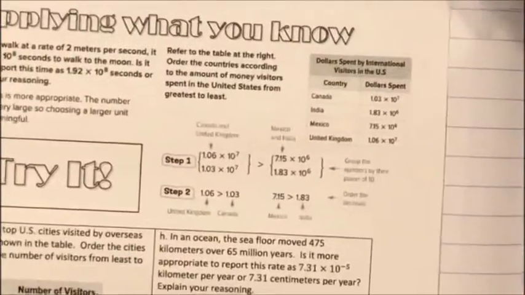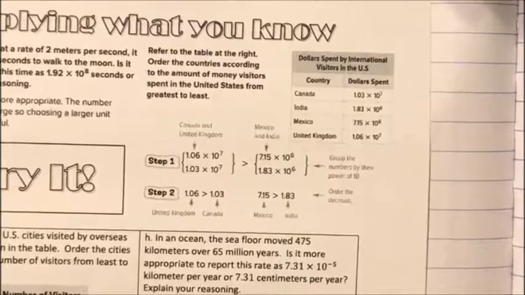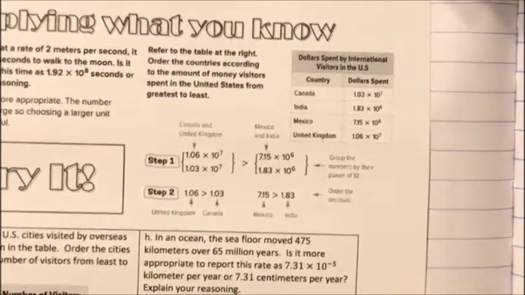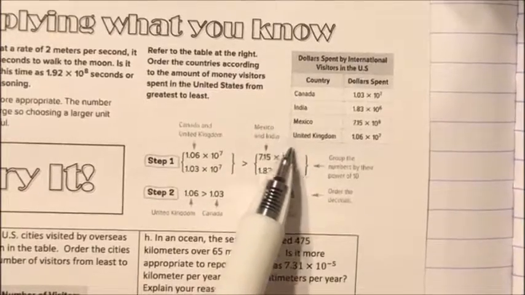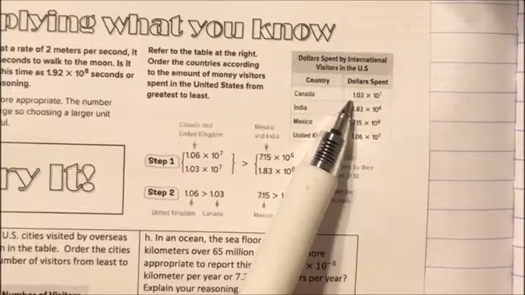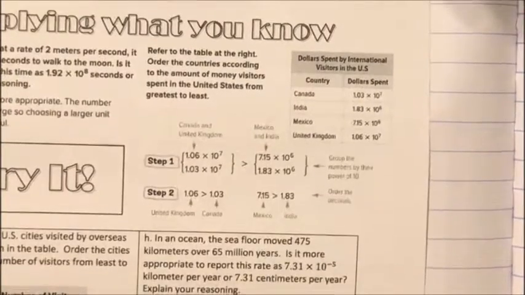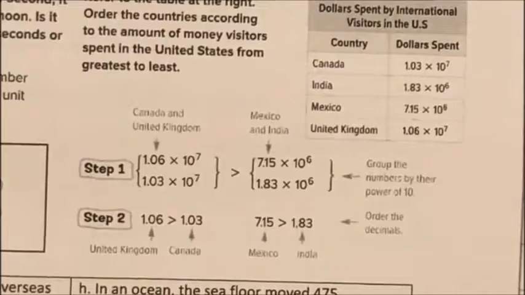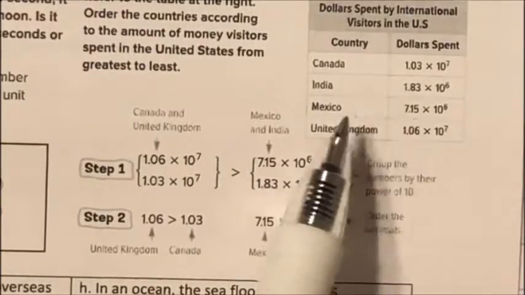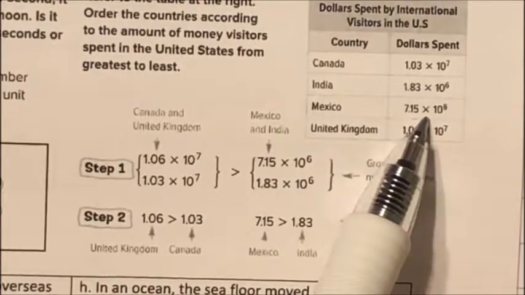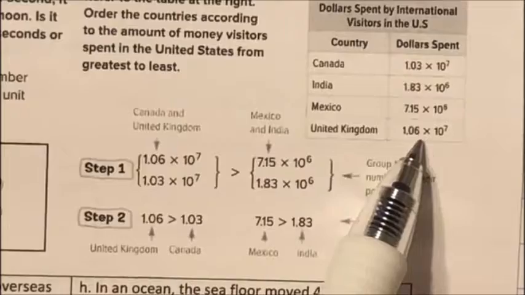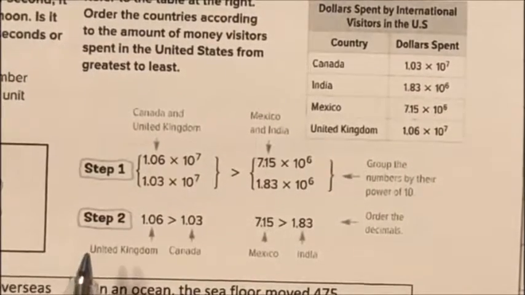So the second problem I have is, refer to the table at the right. Order the countries according to the amount of money visitors spent in the United States from greatest to least. Okay? So I have a couple of countries over here. I have Canada, India, Mexico, United Kingdom. So my first is 1.03 times 10 to the 7th. Make sure you can see that, okay? The next one I have is 1.83 times 10 to the 6th, 7.15 times 10 to the 5th, and 1.06 times 10 to the 7th, okay?